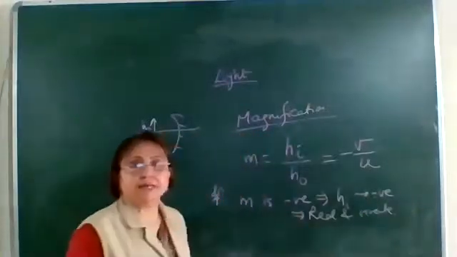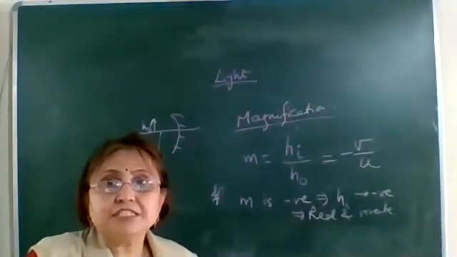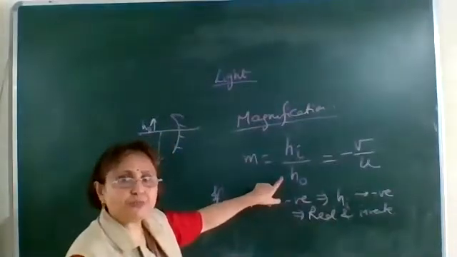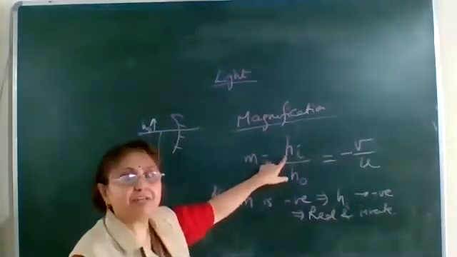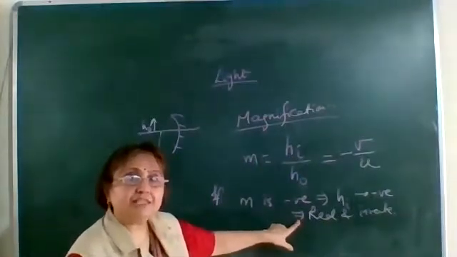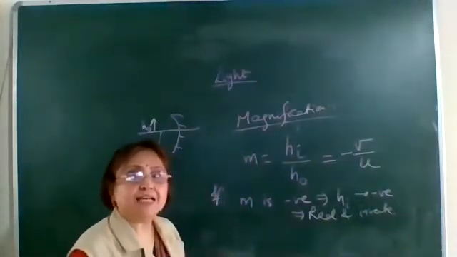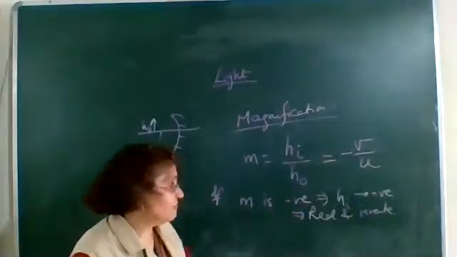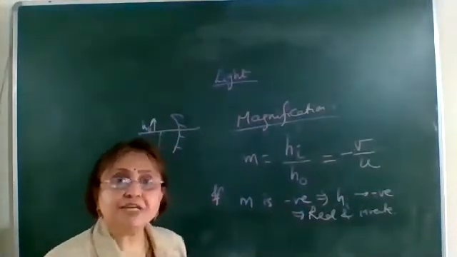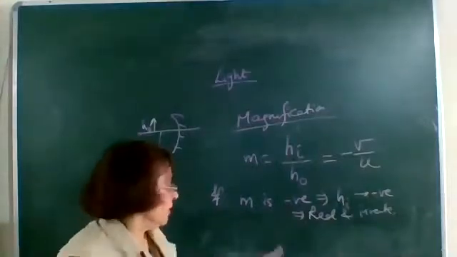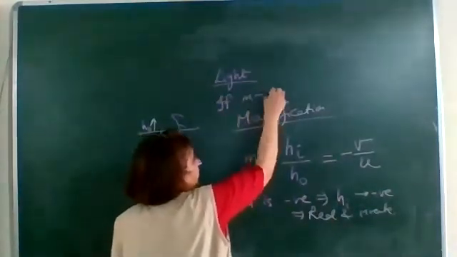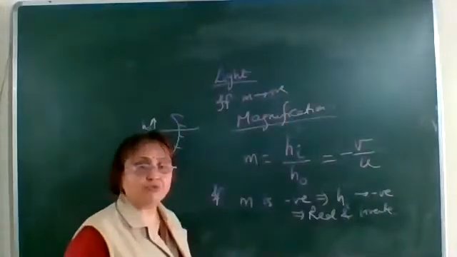So whenever the magnification is negative, it means that the height of the image is negative, because Ho is always positive. If magnification is negative, it means that only this term is negative. Height of the image negative means the image is formed below the principal axis. That is, it is an inverted image, and inverted images are real. So what will be the nature of the image? Real and inverted. Okay, now if magnification is positive, what does it mean?